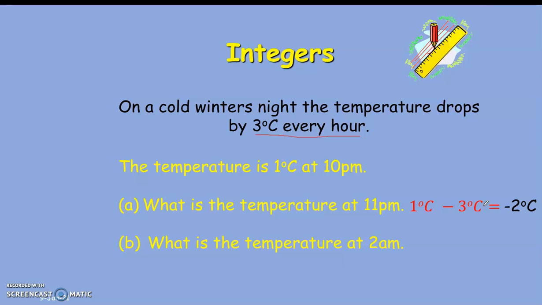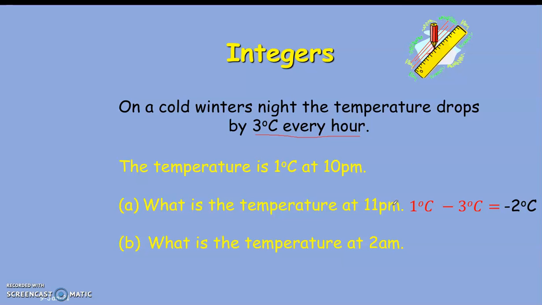Okay. Right, making it just a wee tiny bit trickier for part B. What is the temperature at 2 a.m? So now I'm going from 11 p.m. until 2 a.m. So first thing I'll need to work out is how many hours of a difference is that? So I go from 11 p.m. to midnight, then to 1 a.m. and then to 2 a.m. So there's a 3-hour difference there.